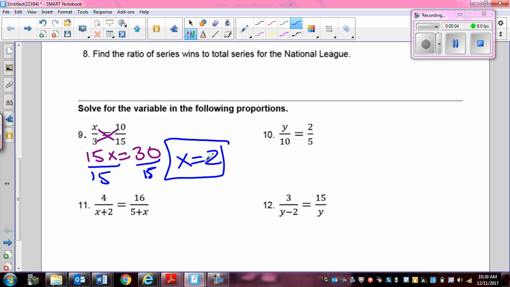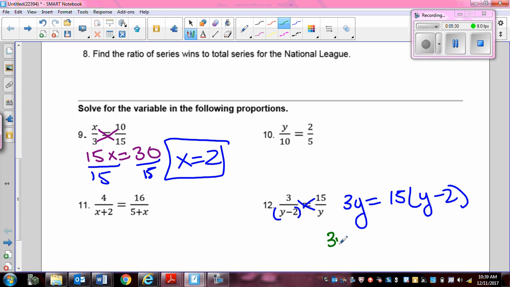All right, I'm going to show you guys how to do one when we have an expression in the denominator. We're still going to cross multiply. 3 times y is 3y equals, and then 15 times y minus 2. The left-hand side of the equation will stay the same. The right-hand side, we're going to have to distribute that 15. 15 times y is 15y. And 15 times negative 2 is negative 30.